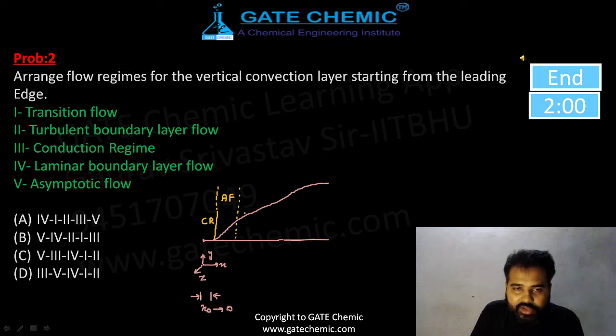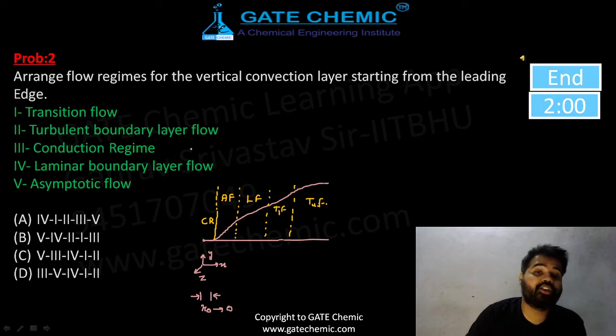This time, the flow is not called laminar. After some distance, it is known as laminar flow, and after that, transition flow. After that, turbulent flow. So if you don't know, beta, please note it down in your notebook.